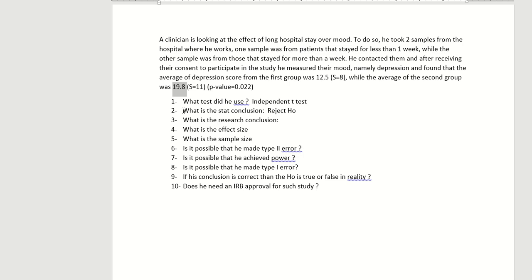What is the effect size? Okay, effect size, if you remember, we talked about the effect size being the observed difference. So here, the simplest way to write the effect size is 19.8, which is the average in group 1, minus 12.5, which is the average in the second group, and this is about 7.3. Okay, now again, this is not the actual definition, that's a simplified definition.